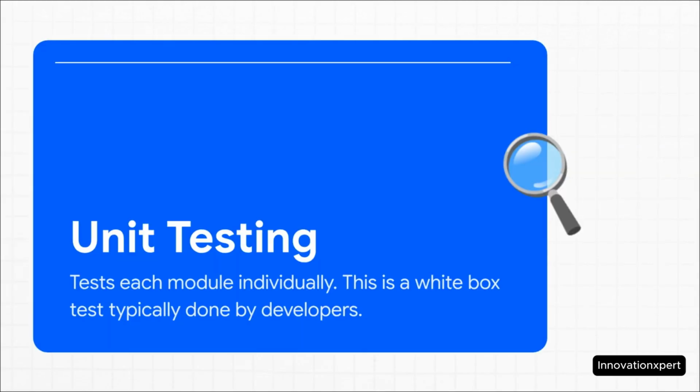So first up is unit testing. This is the microscope level. A developer will test one tiny isolated piece of their code, like a single function, to make sure it works perfectly all by itself. In our house analogy, this is like tapping on every single brick to make sure it's solid, with no cracks, before you even think about building a wall.